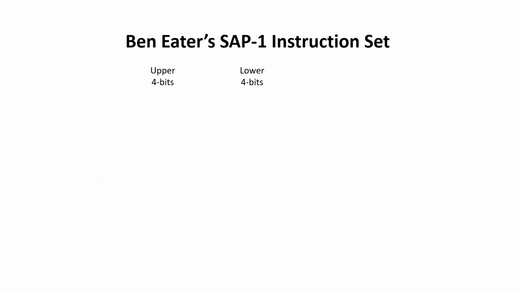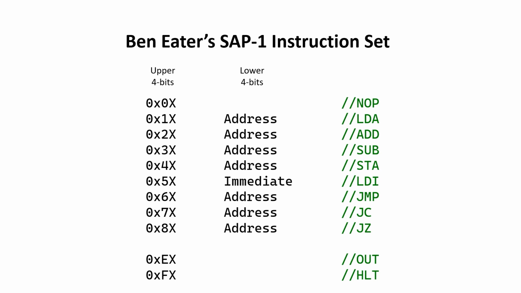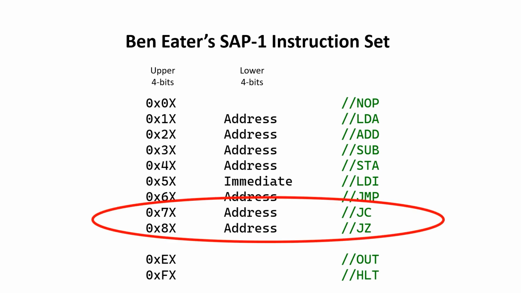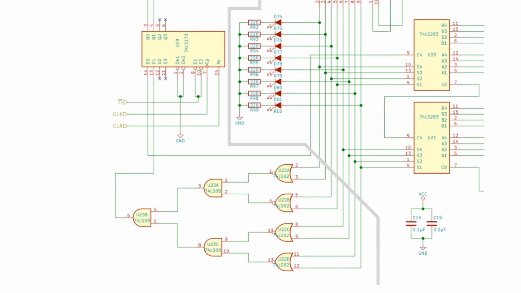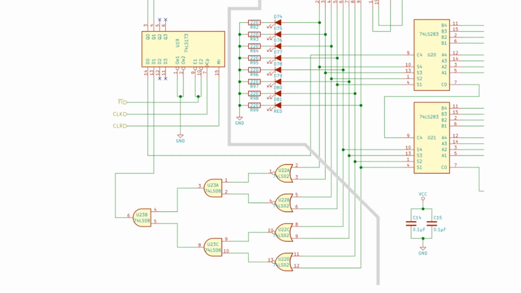So what flags do we need in our status register? Well, it's determined by the instruction set. Ben Eater added jump on carry or jump on zero to Albert Paul Malvino's design, and this is the main use of the flags. The clock in signal to the 74HC173 comes via the flag in or FI signal, which is generated by the sequencer controller.